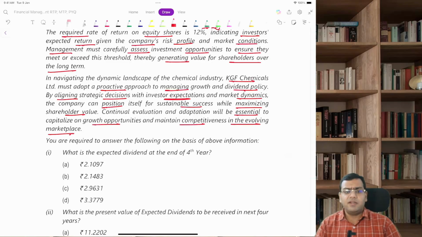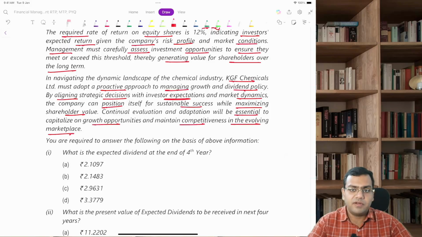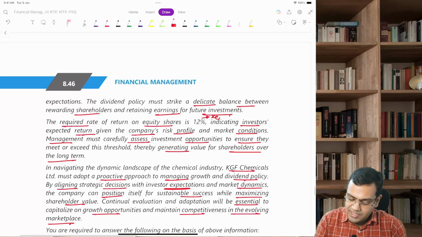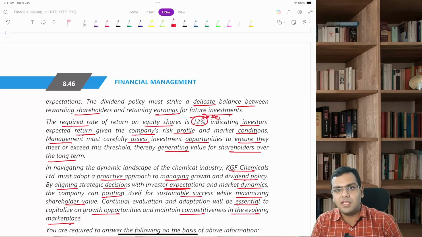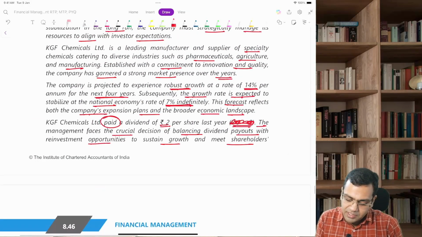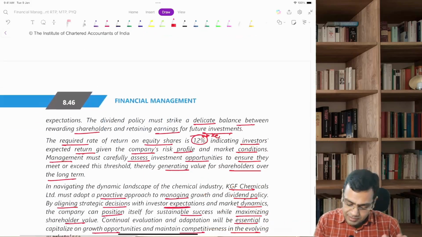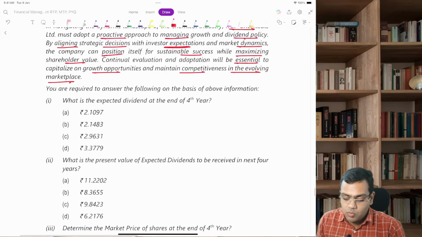All a story. Nothing as such relevant from the dividends point of view. So what is relevant from the dividend point of view? One, this KE is relevant, that 12% is your KE. Another thing, this growth part is important and D0 is important. Let's see what they're asking for. He says, what is the expected dividend at the end of 4th year?